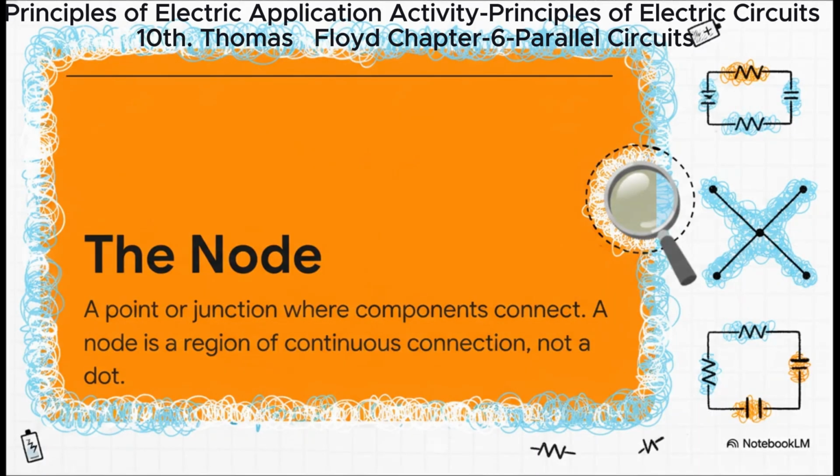Okay, next up is the node. And I gotta tell you, this one is huge. On a diagram, we just draw a little dot. But in the real world, a node isn't just a dot on a page. Think of it as an entire region of connection, a wire, a trace, anything conductive, a whole area where the voltage is exactly the same everywhere.